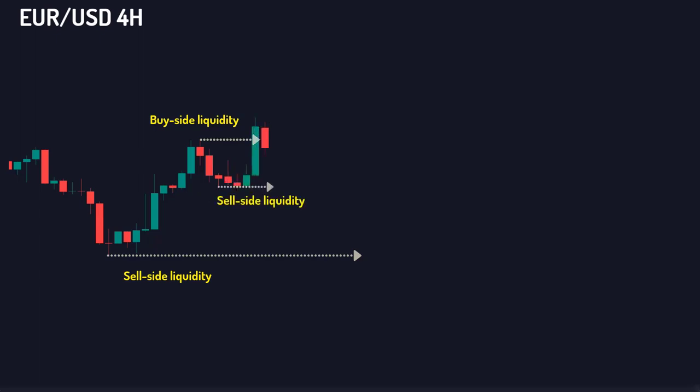In the following, we see that price takes out the most recent sell-side liquidity. As the recent sell-side liquidity is swept, it now moves to this swing low because here we have a low with a higher low on each side of it. Similarly, price swept the buy-side liquidity above the swing high, and now we have a high with a lower high on both sides of it. This represents another buy-side liquidity over there.